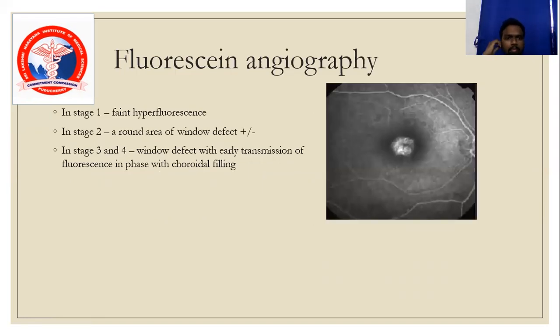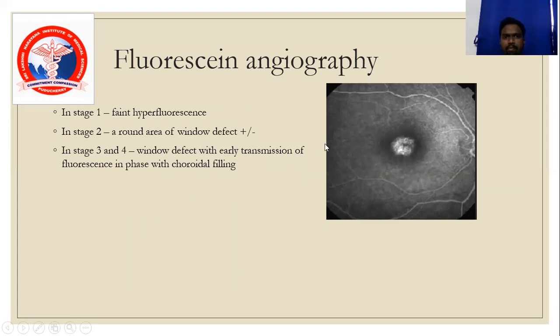Yes, we do perform fundus fluorescein angiography, also called FFA, in such patients with macular hole, just to stage the macular holes for prognosticating purposes. So in stage 1, we just see a faint hyperfluorescence at the level of the fovea due to absence of neurosensory retina at the level of the fovea.